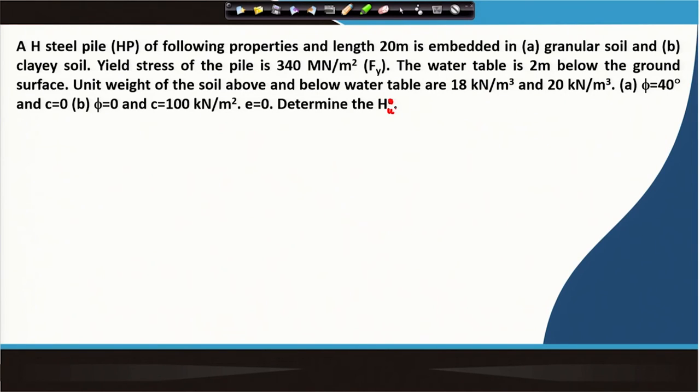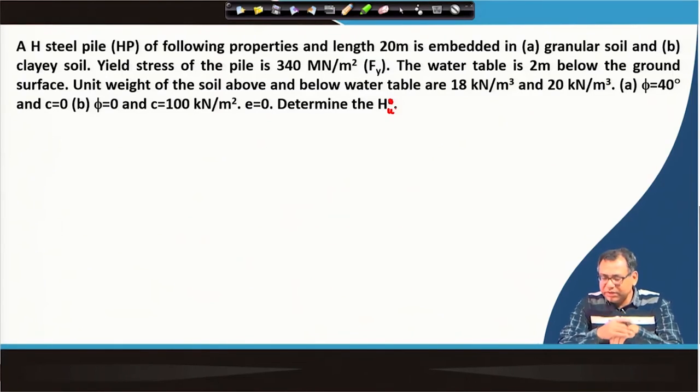The example problem that I have chosen is an H steel pile, an H section steel pile of the following properties, and the length of 20 meter is embedded in a granular soil. Two cases: this H section pile is embedded in a granular soil and in a clayey soil. The yield stress of the pile is 340 mega Newton per meter square. For every H section pile, this yield stress is given. So, this yield stress is known.